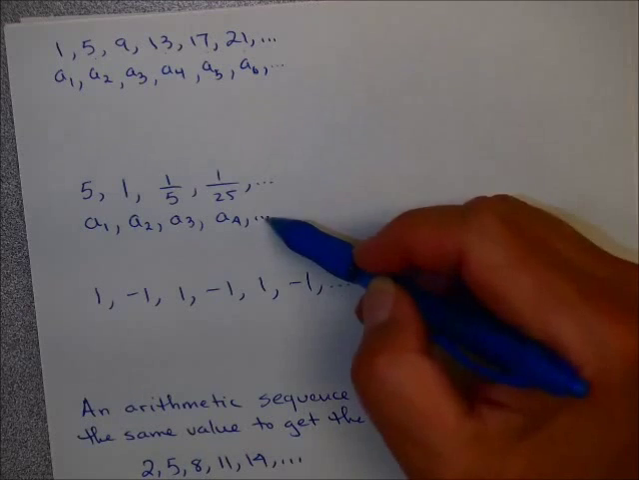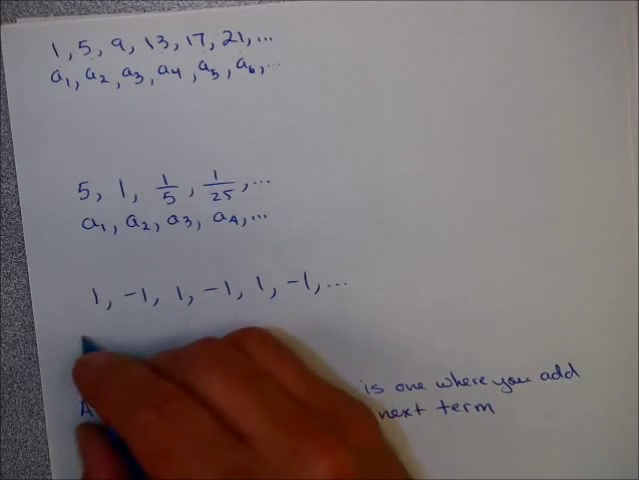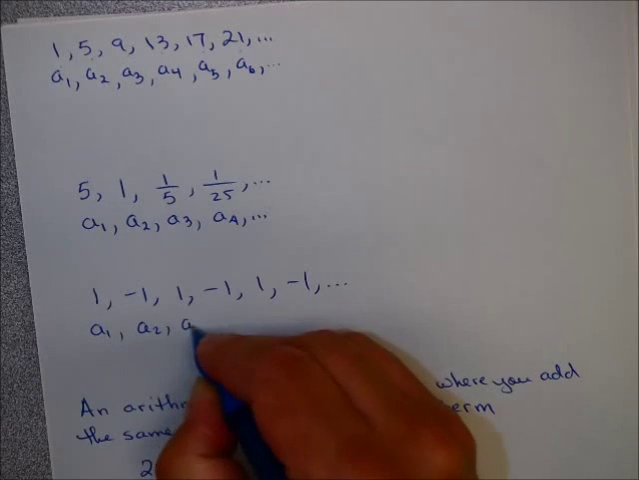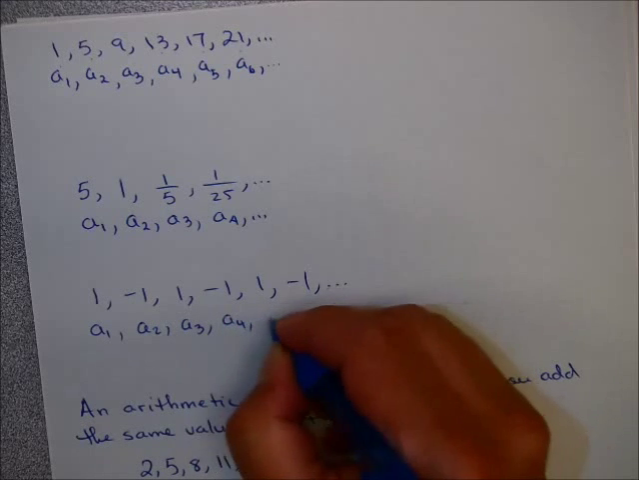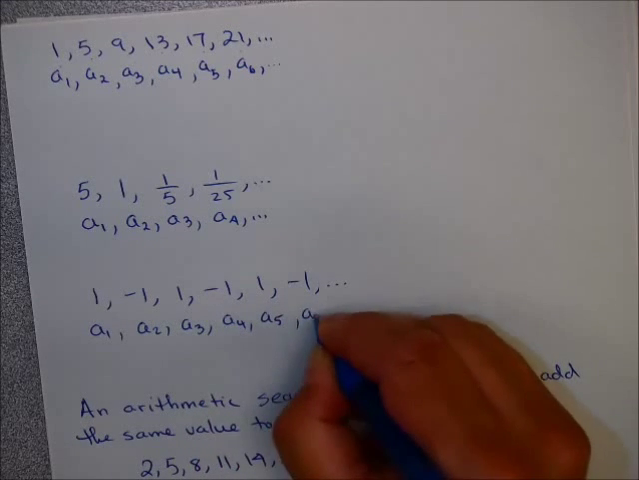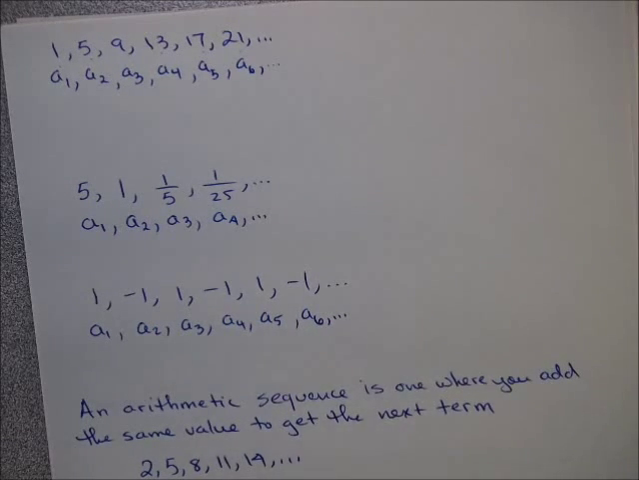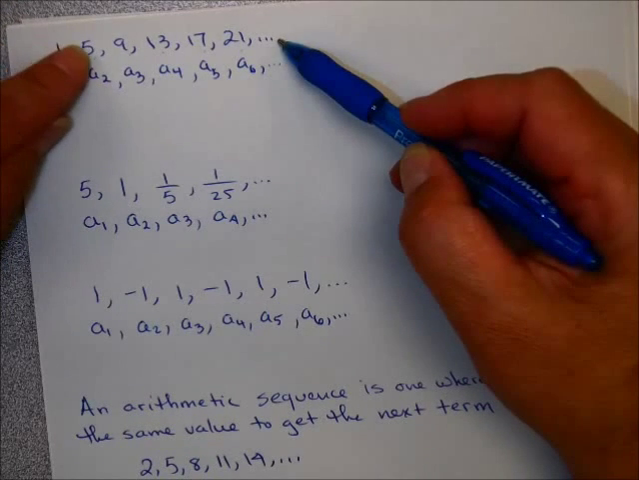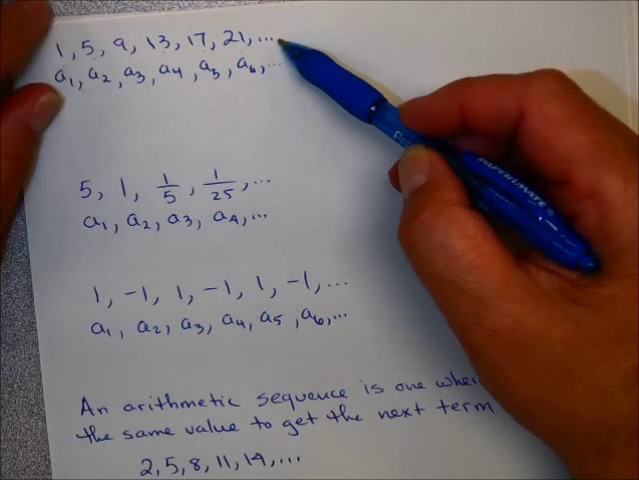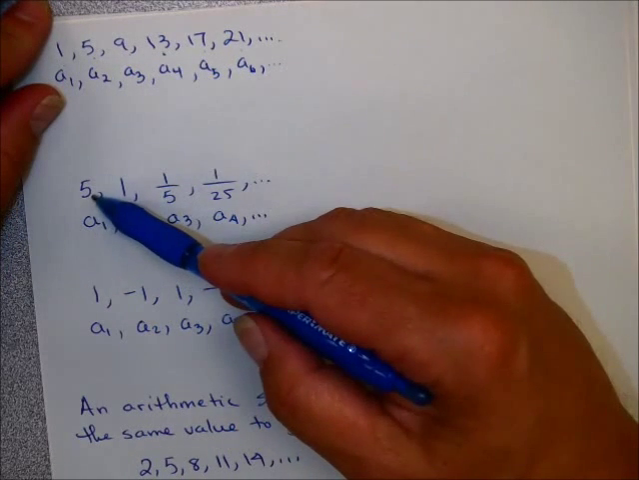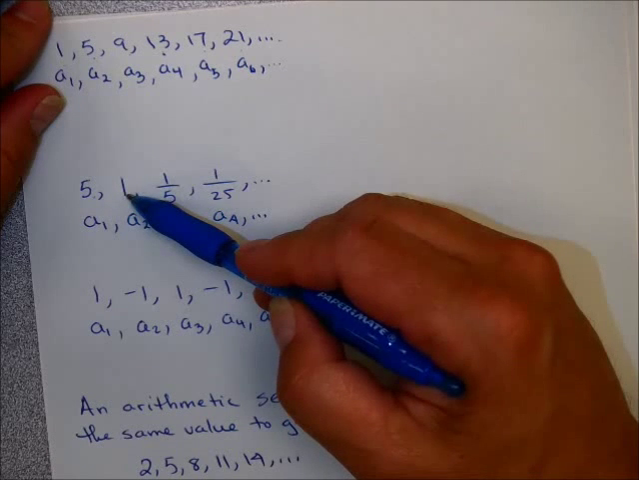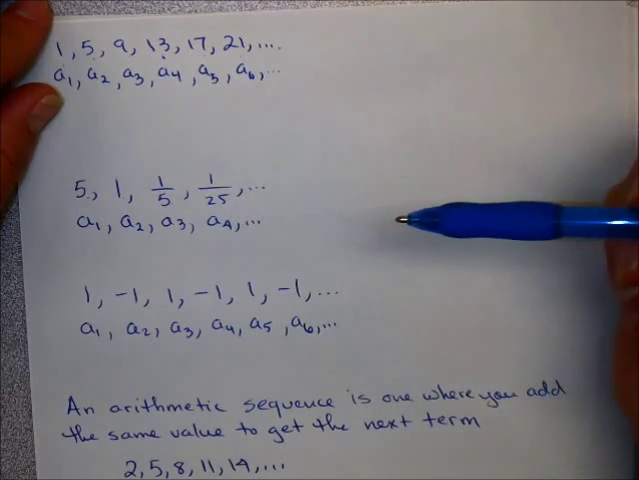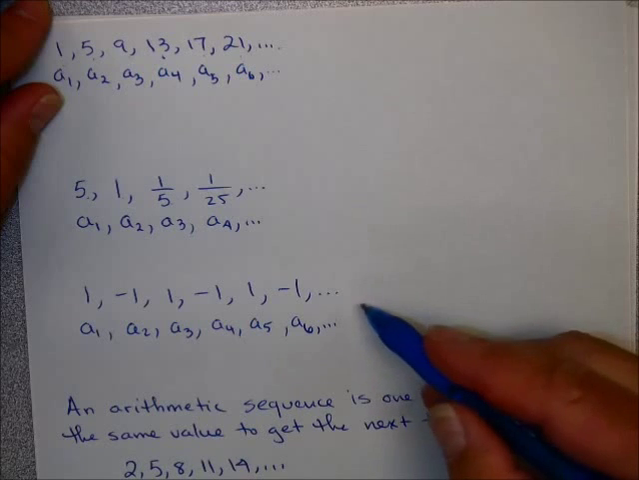You might notice a pattern to these two sequences. Here's one where it's got a little different pattern. I would have a1 equal 1, a2 equal -1, a3 equal 1, a4 equal -1, a5 equal 1, a6 equal -1, and so on. One thing you can notice about these sequences is in this case, I add 4, I get 5. I add 4, I get 9. I add 4, I get 13. In this case, I divide by 5, or multiply by 1/5 to get 1. I multiply 1 by 1/5 to get 1/5. 1/5 by 1/5 to get 1/25, and so on.